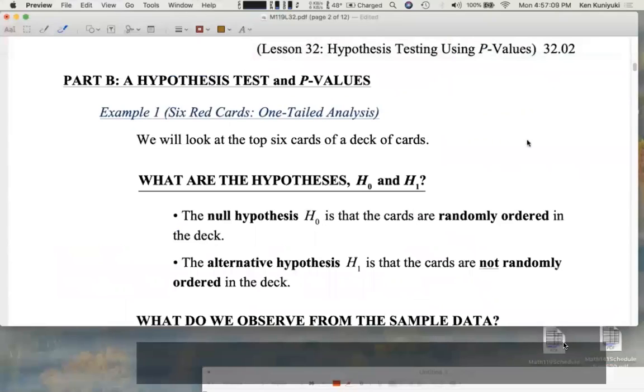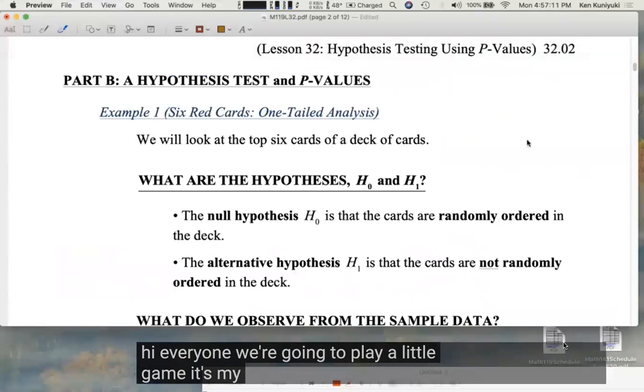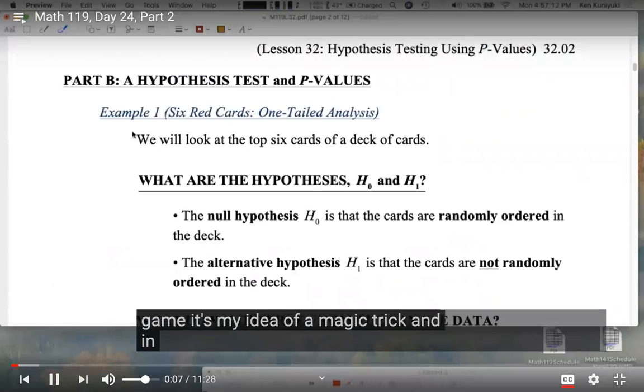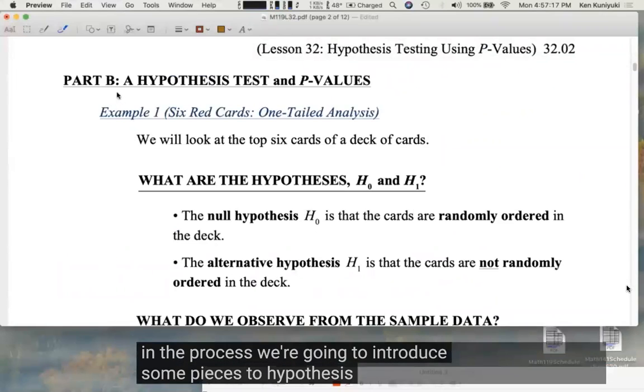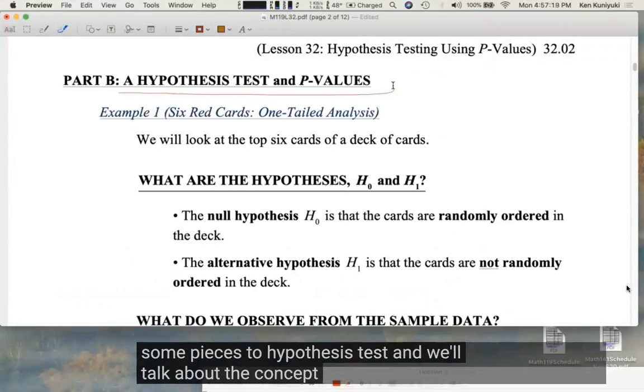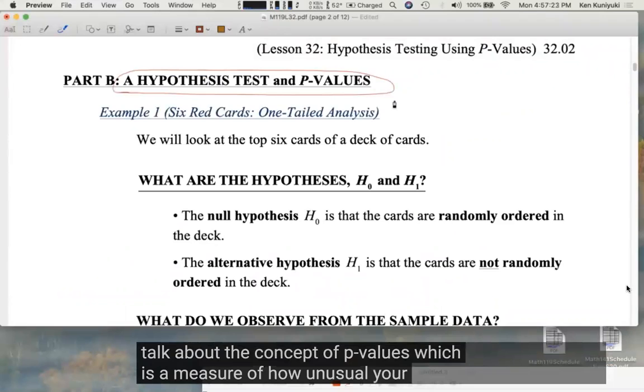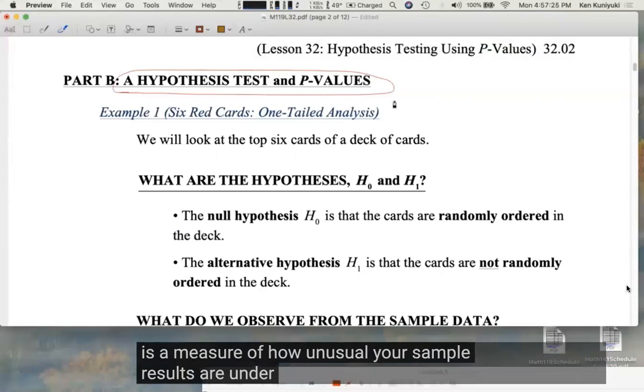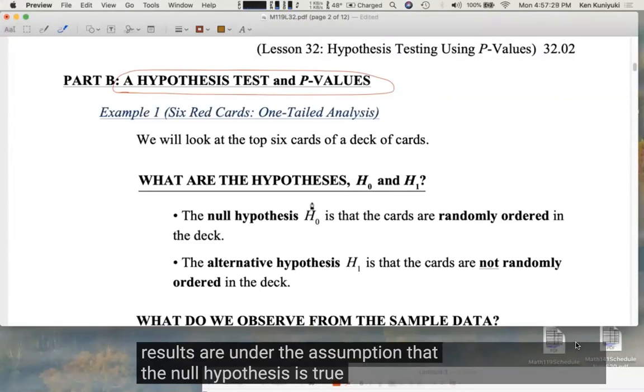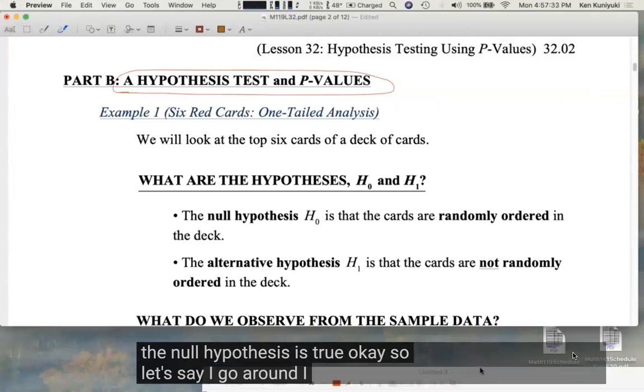Hi, everyone. We're going to play a little game. It's my idea of a magic trick. And in the process, we're going to introduce some pieces to a hypothesis test, and we'll talk about the concept of p-values, which is a measure of how unusual your sample results are, under the assumption that the null hypothesis is true. Okay, so let's say I go around.